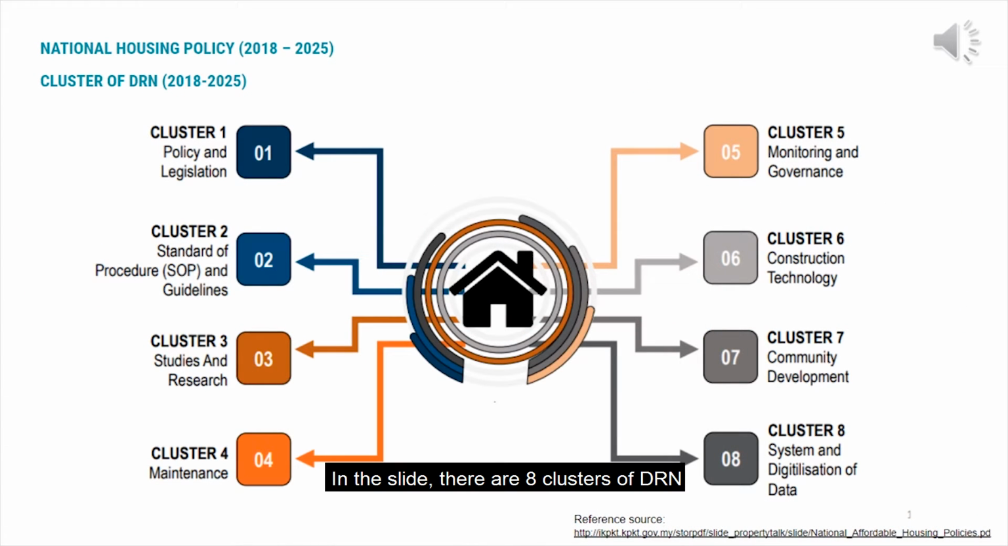In this slide, we have 8 clusters of DNR, which is Cluster 1, Policy and Legislation, Cluster 2, Standard Operating Procedures, SOP and Guidelines, Cluster 3, Studies and Research, Cluster 4, Maintenance, Cluster 5, Monitoring and Governance, Cluster 6, Construction Technology, Cluster 7, Community Development, and the last one will be Cluster 8, System and Digitalization of Data.